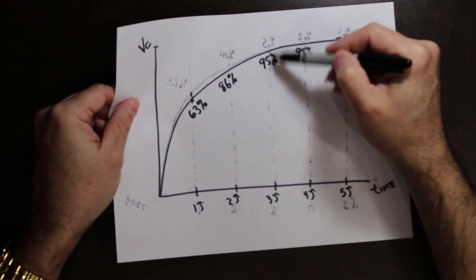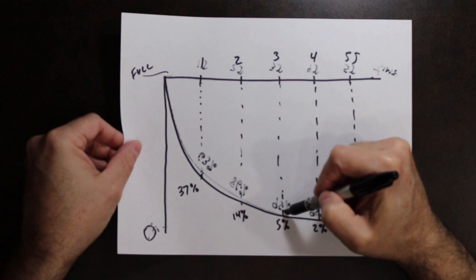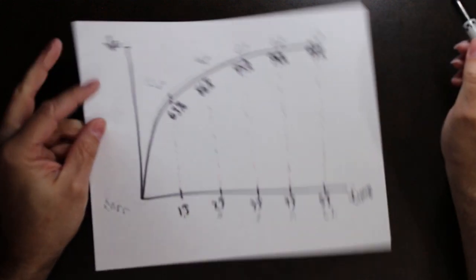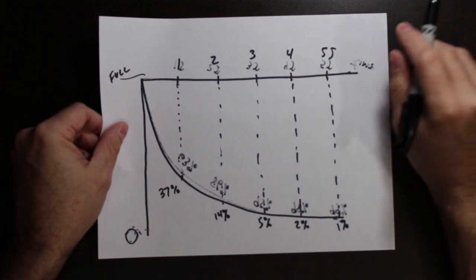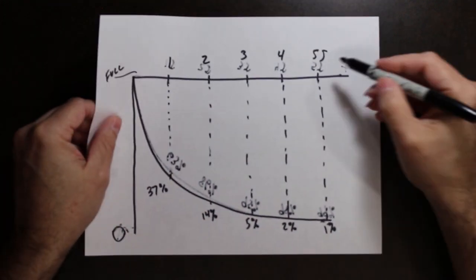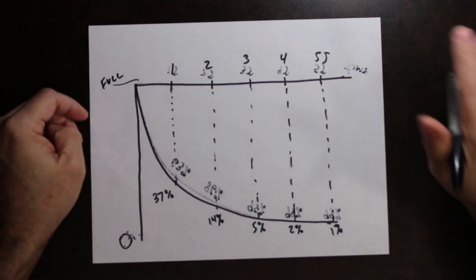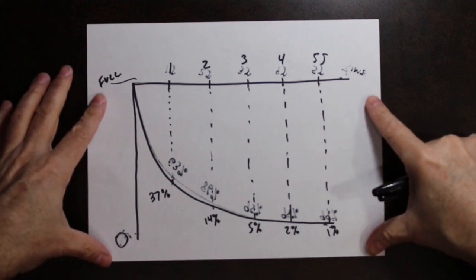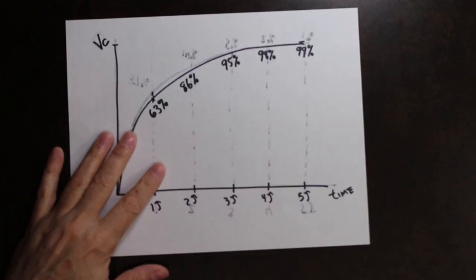95, 3 tau, we've charged to 95. After 3 tau, we've lost 95. What remains is 5. 4 tau, we've charged to 98. 4 tau, we've lost 98. Down to 2. 5 tau, we're charged to 99%. 5 tau, we've lost 99. And what we have left is 1% charge. So that's what it looks like to charge and discharge a capacitor in a circuit.